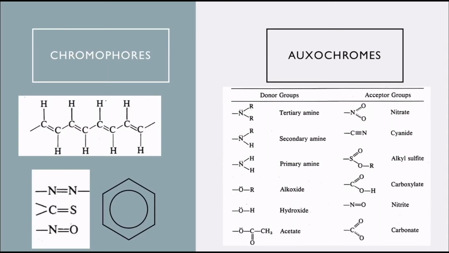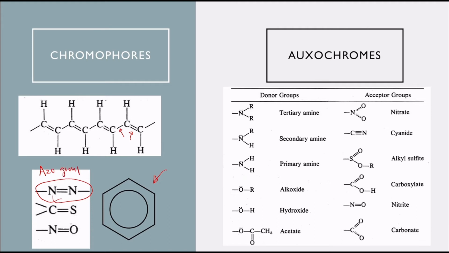Now I'll talk about dyes. Dyes contain groups called chromophores, which are the color-bearing groups. That means they're responsible for its color. It contains conjugated systems like benzene rings and alternating single and double bonds between carbon atoms. And there's also this azo group. It's one of the most common chromophores found in dyes.